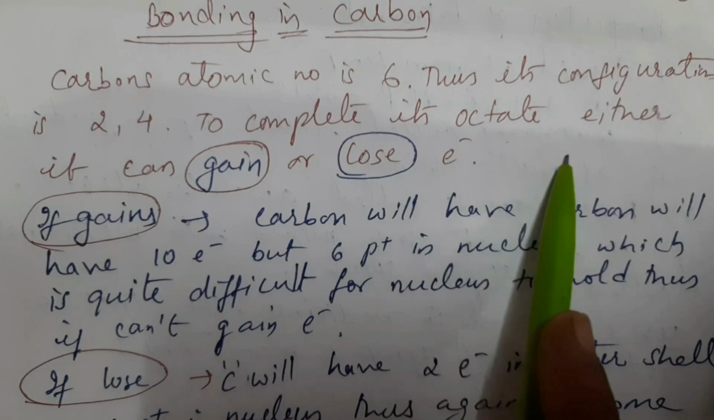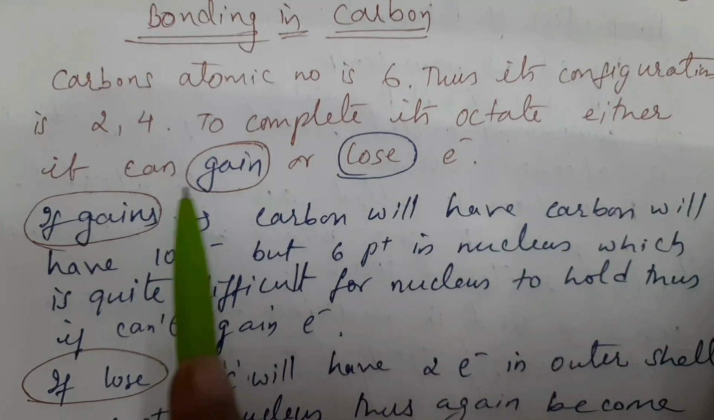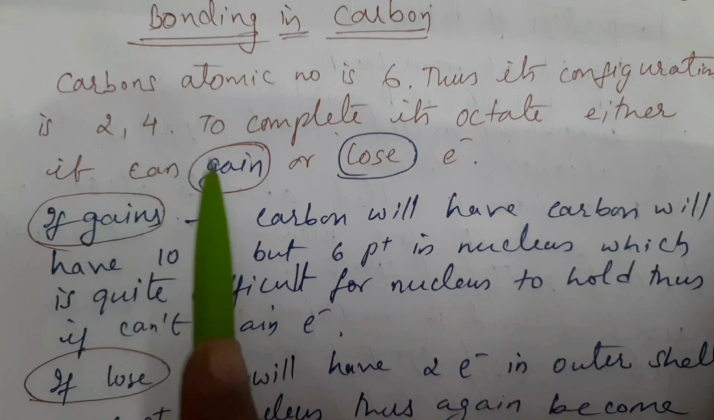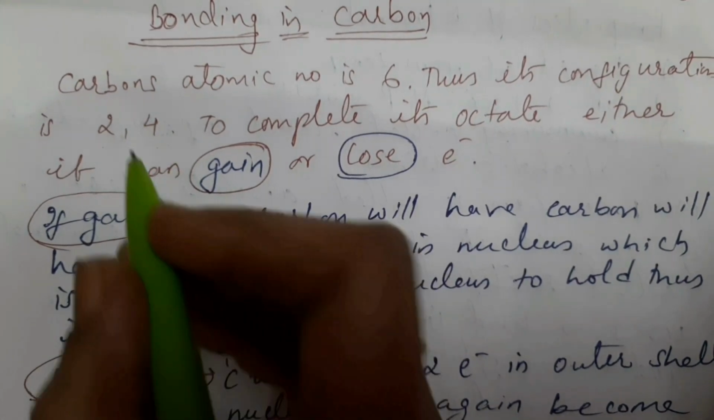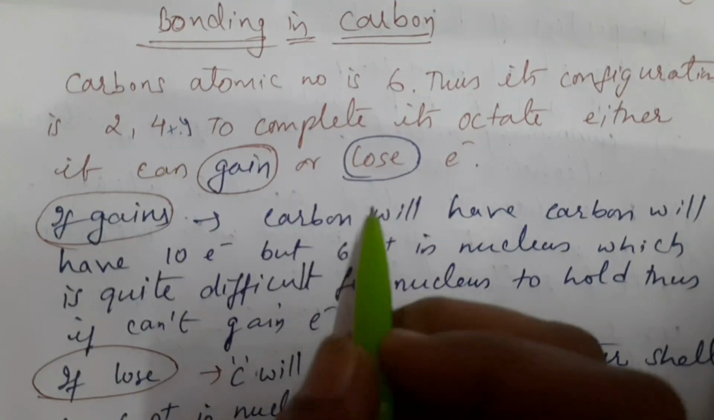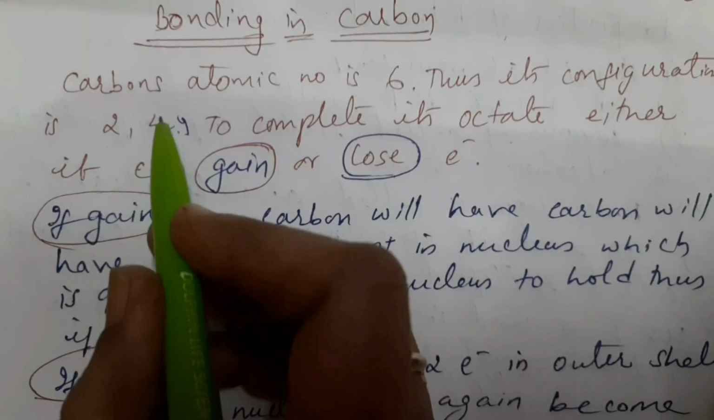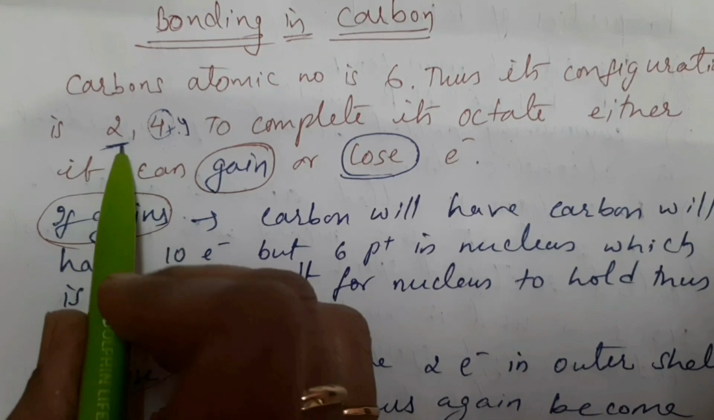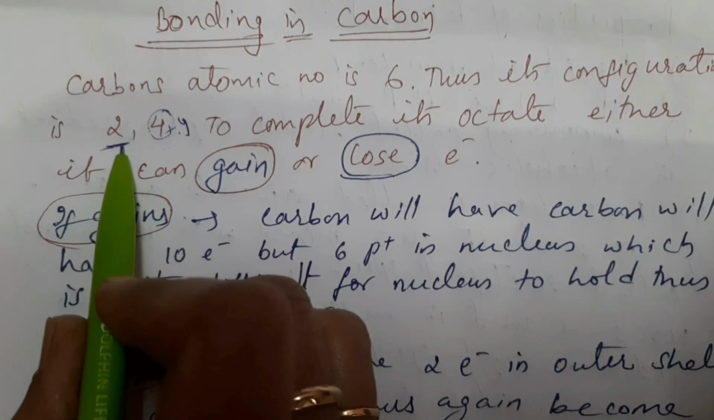To complete its octet, it can either gain 4 electrons, as 4 electrons are there in the outer shell. If it gains 4 electrons, it will become 4 plus 4, 8. Or it can lose 4 electrons. If it loses 4 electrons, it will have 2 electrons in its outermost shell. So thus it completes its octet.